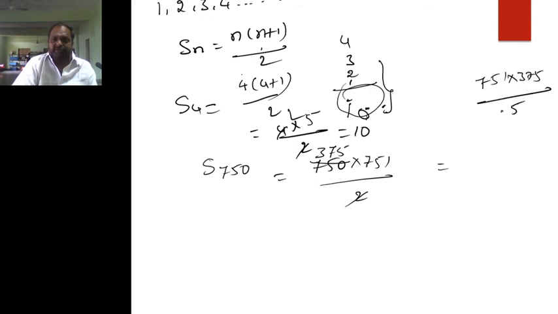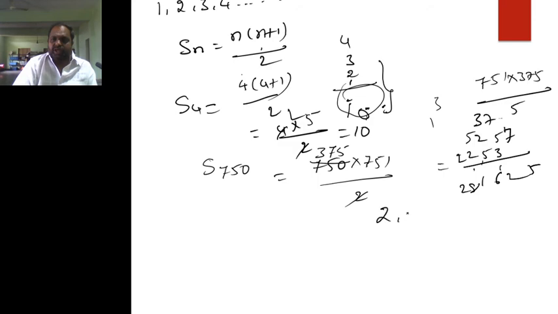751 into 375 equals 2,81,625. So this is the sum of n natural numbers. Archimedes gave a formula, that is n into n plus 1 by 2.